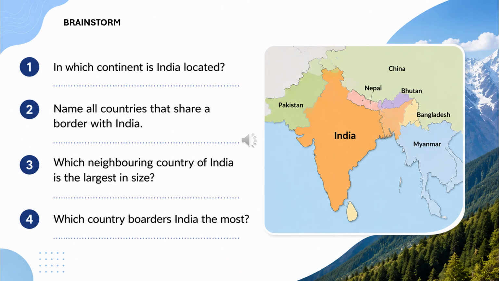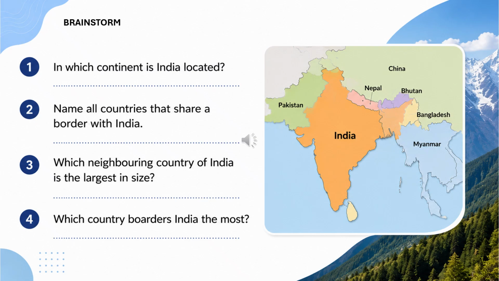Now let's look at the second question. Name all the countries that share a border with India. Take a few seconds and observe the map carefully. You should be able to identify the countries. Yes, they are Pakistan, China, Nepal, Bhutan, Bangladesh, and Myanmar. These are India's neighboring countries.